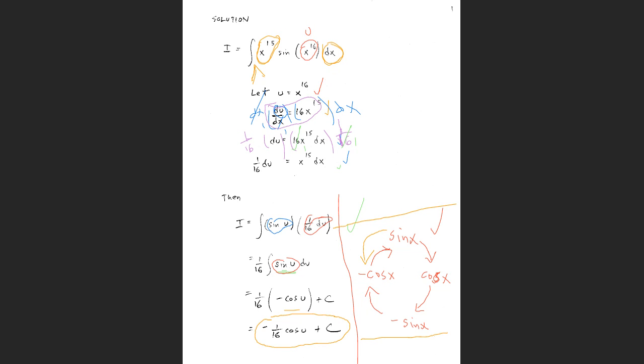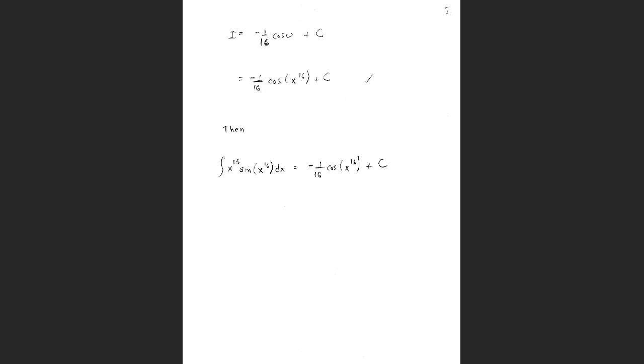Well, we have to switch back to x. The original integral was an integral with respect to x, so our answer has to be with respect to x. And so indeed, we're going to substitute back in for u. u was x to the 16th. And so the antiderivative is negative 1/16 times the cosine of x to the 16th plus a constant.